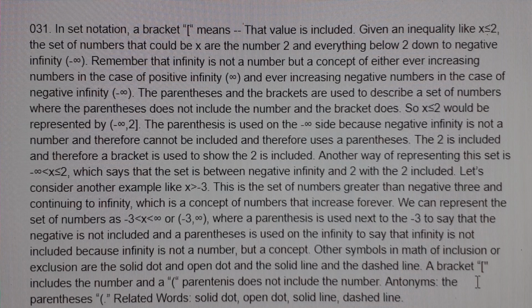Other symbols in math of inclusion or exclusion are the solid dot, open dot, and the solid line and the dashed line. A bracket includes the number, and a parentheses does not include the number. Antonyms: the parentheses. Related words: solid dot, open dot, solid line, dashed line.